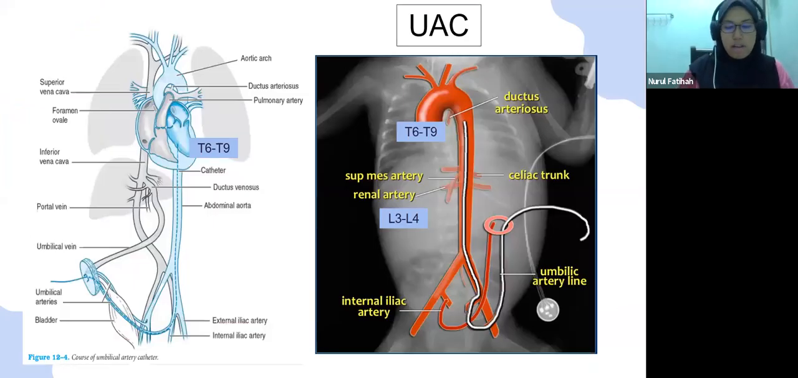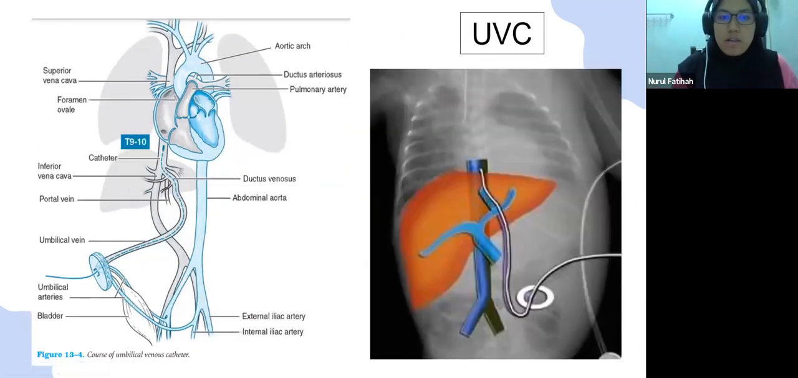All right, so before we proceed, we have to know how deeply we want to insert the catheter. For UAC, umbilical artery catheterization, there are 2 positions, which is the high position and the low position. But the high position is preferred compared to the low position. So we have to ensure that the catheter is located inside the abdominal aorta between the level of T6 and T9. For the venous catheter, we have to ensure that the catheter is inserted in the inferior vena cava at the level of around T9 to T10.